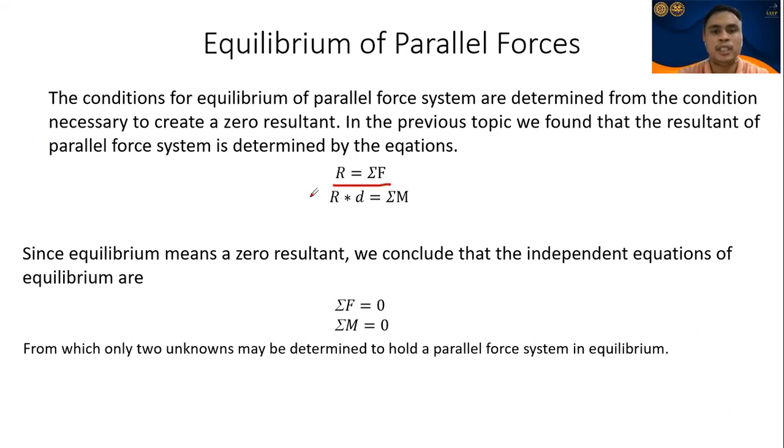Kani nga forces class kay isa ra man ni ka component kay parallel man siya. Also, the resultant times the perpendicular distance is equal to the summation of moment. Since equilibrium means zero resultant, zero bali ang atong resultant class, we conclude that the independent equations of equilibrium are summation of forces equals zero and summation of moment will also be equal to zero, from which only two unknowns may be determined to hold the parallel force system in equilibrium.